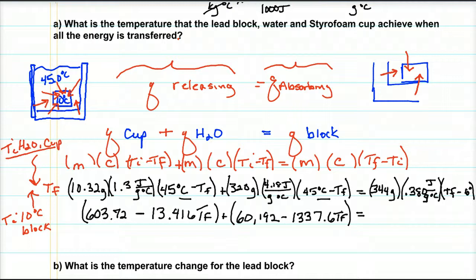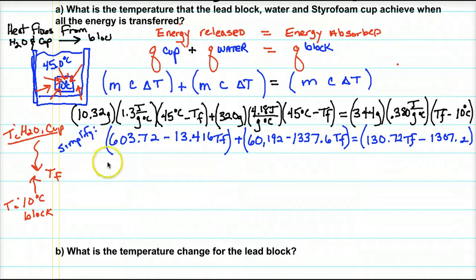344. Let's clear my calculator. 344 times 0.380, and this gives me a positive 130.72. Okay, TF, temperature final, minus 10 times this number, all right, 10 times those two numbers, so that'd be 1307.2.